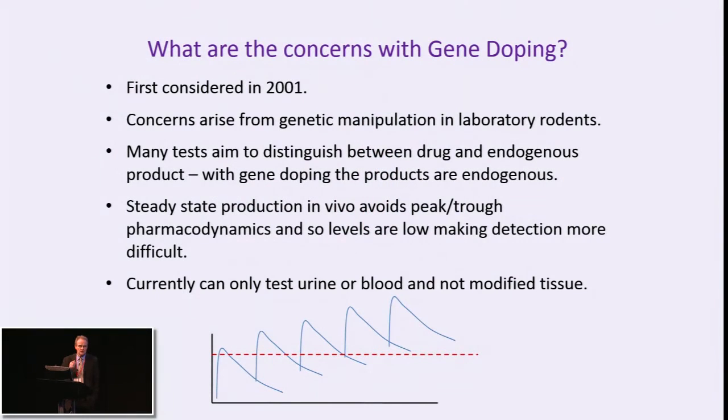So that's a concern. And the other concern is that if you gene dope, you could potentially get a nice steady state dynamic which avoids the peaks and troughs associated with exogenous administration of potential doping substances, and that will mean that your signal to noise will be lower and it will make detection more difficult. And then finally, if you're genetically modifying, for instance, muscle, can you detect it using a urine or a blood test, because you're unlikely to be able to go and take biopsies out of elite athletes? So with those thoughts in mind, those are the concerns.